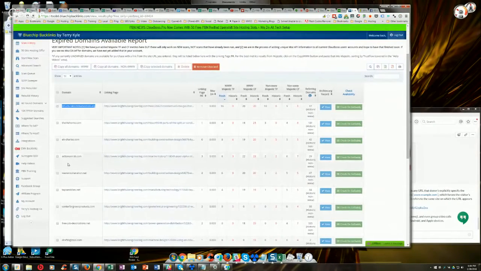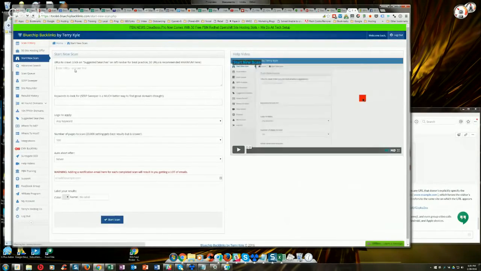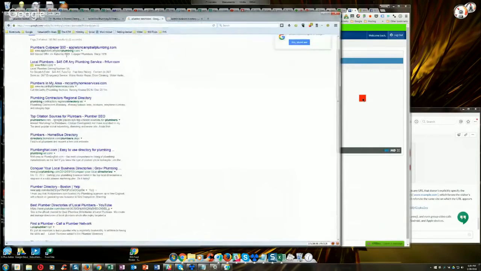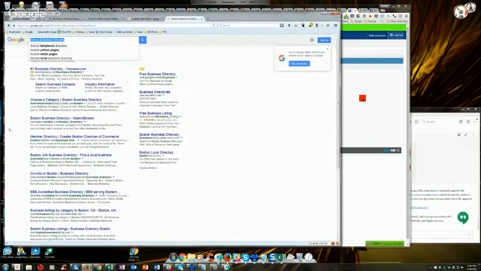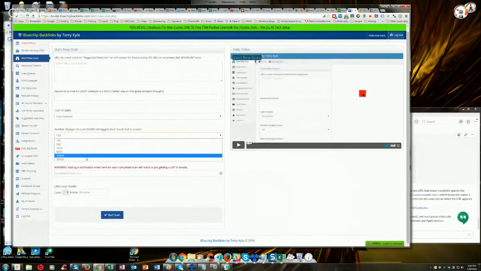So I know we got to run, so I'm going to wrap this up. But what's cool about this, guys, is to start a new scan, you just click on this, and you can actually just grab the URLs. So like I said, you can come over here, grab the top 20 here. You can grab the top 20 from here, plumber directories, the top 20 from Boston business directories. You can paste them in here. Let it crawl up to 20,000 pages deep, and then it'll take several hours for that.